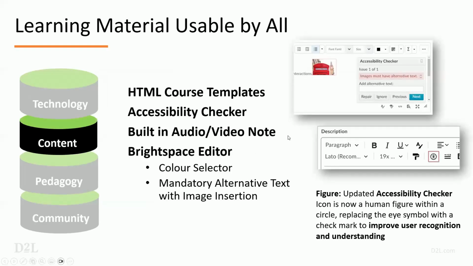The content layer consists of all the learning content and associated materials. So it's important to support the creation and maintenance of accessible content and materials. So we're going to look at these features: HTML templates, accessibility checker, built-in audio and video tools, and our Brightspace editor. And just a quick call out to our new accessibility checker icon that's been replaced in our February release for improved clarity.